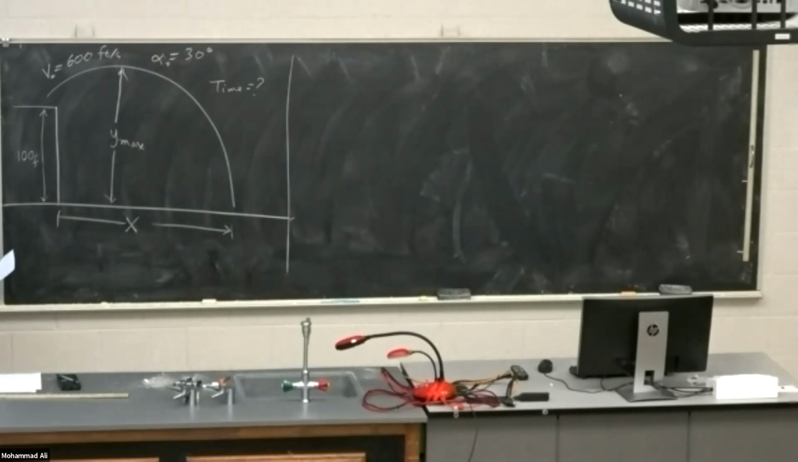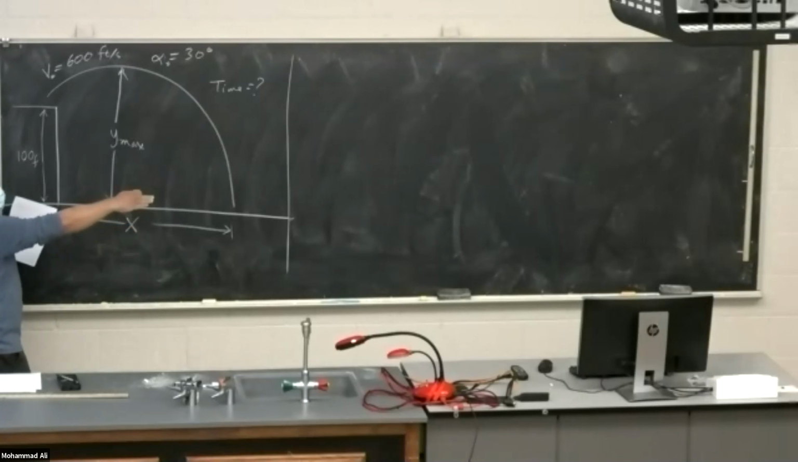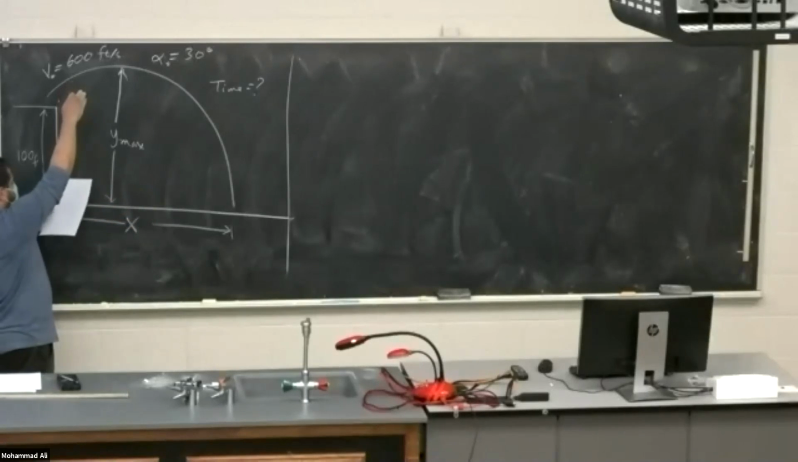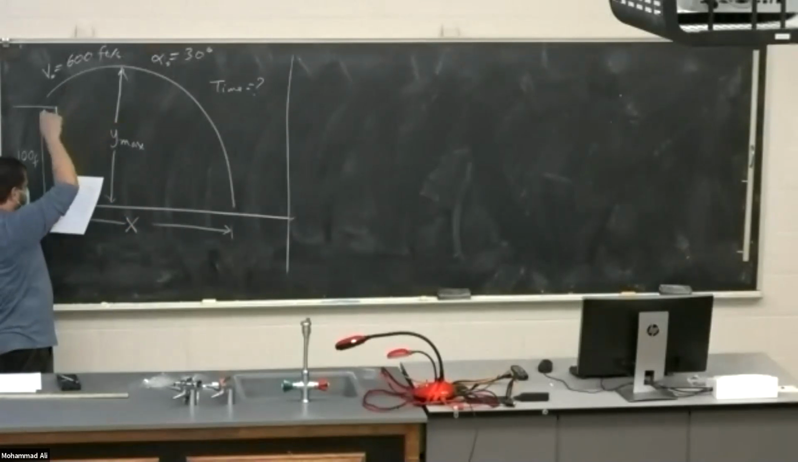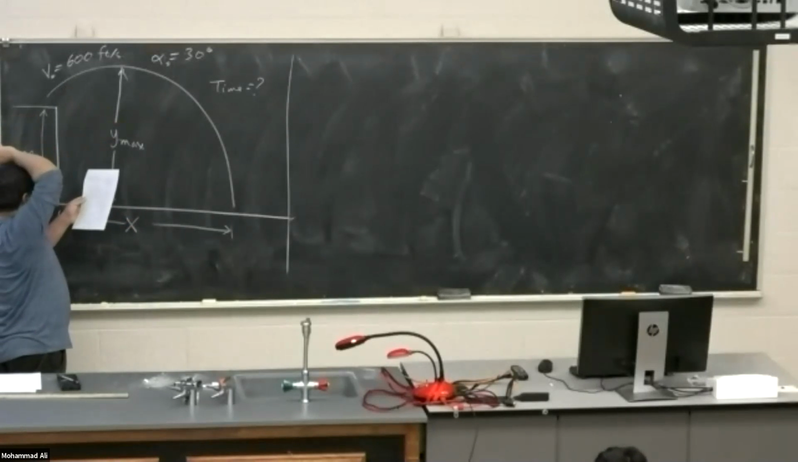Now the way to solve any problem is to understand the question. We just have a projectile motion starting from the top of a shelf or something like that. The altitude of the initial motion is 100 feet. The velocity is given in feet per second. We need to find the x range, the maximum altitude, and the time.